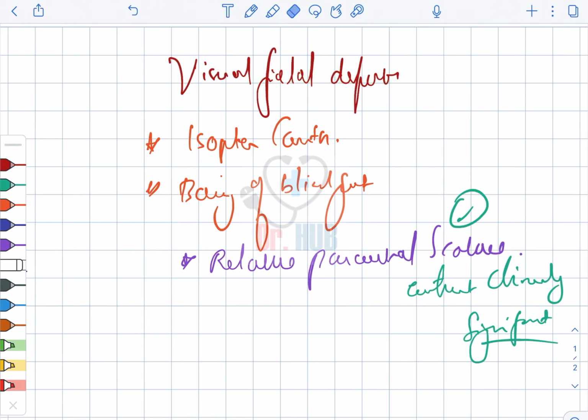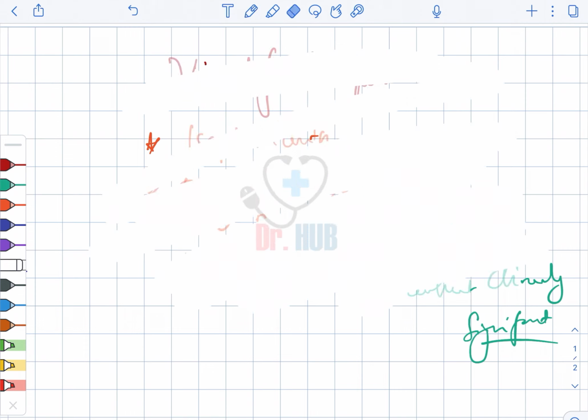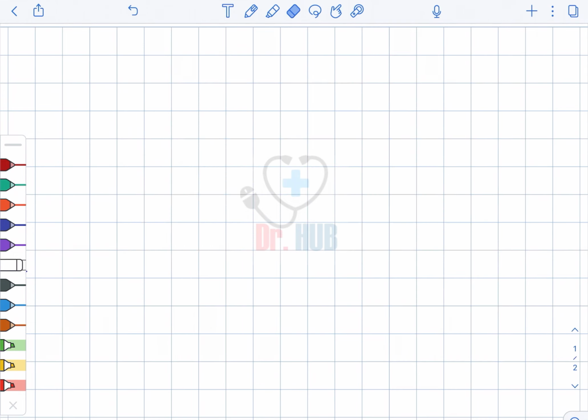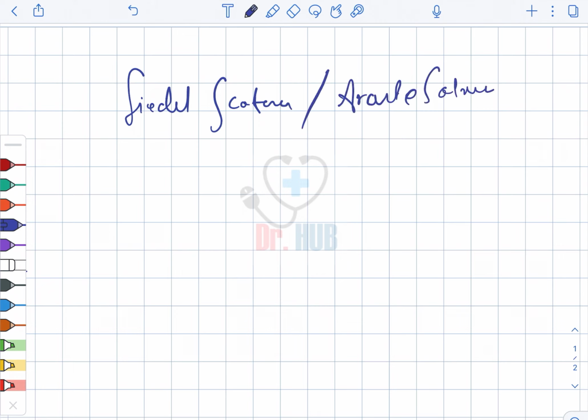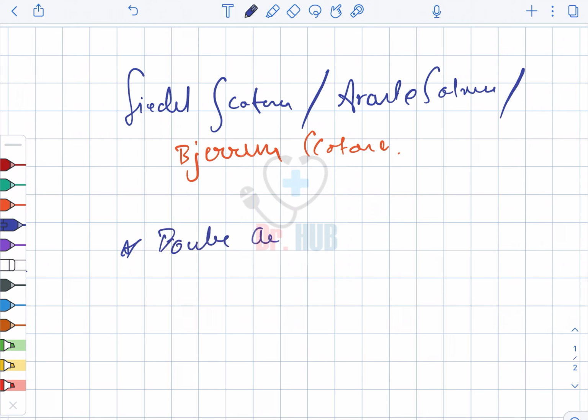Okay. Next, we look at the other visual defects, which would be the seidel scotoma. Then there is the arcuate scotoma. Then comes the Bjerrum's scotoma. Then there is also the double arcuate, which is also known as a ring scotoma.